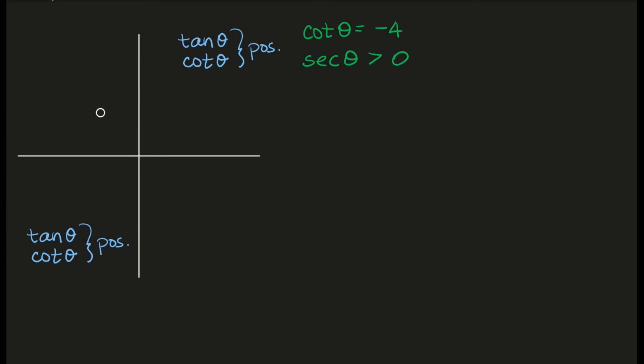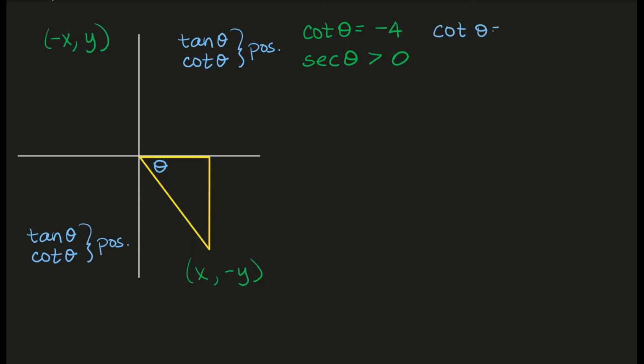So I need to think, out of quadrants 2 and 4, where is cosine or secant positive? Well, that's going to be here, because in quadrant 2, your x's are negative. In quadrant 4, your x's are positive. So we're going to have to draw this triangle in quadrant 4. Here's my reference angle. Now, they've already given you side lengths. Cotangent is negative 4.